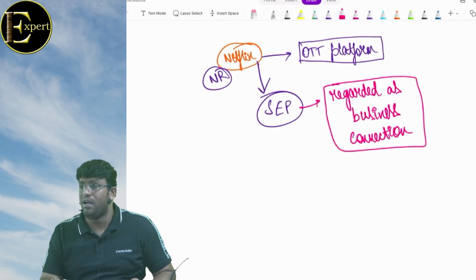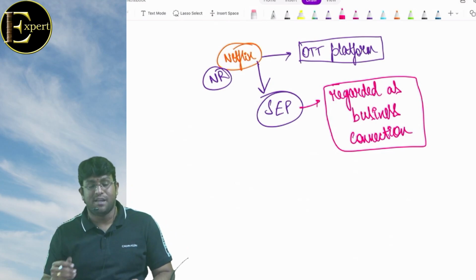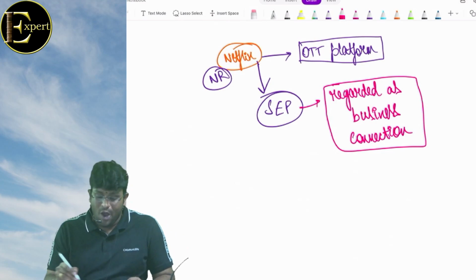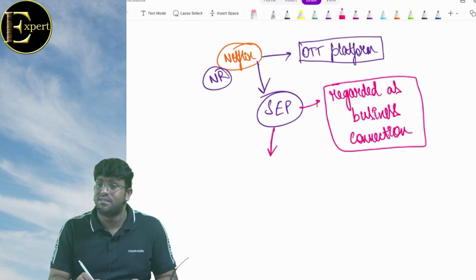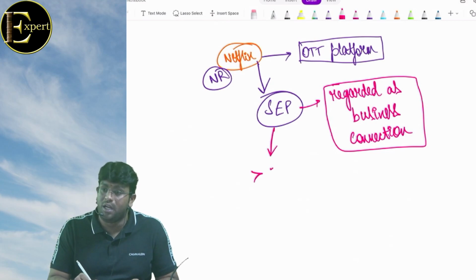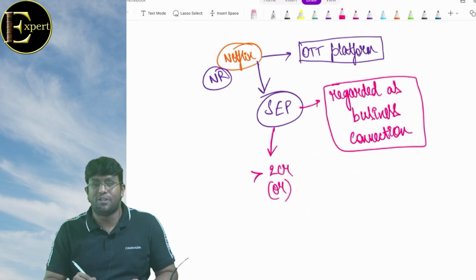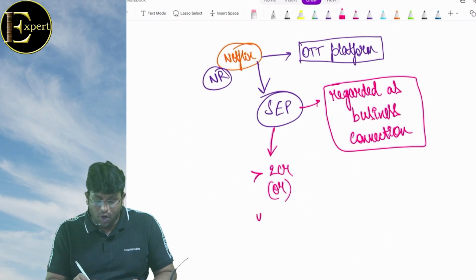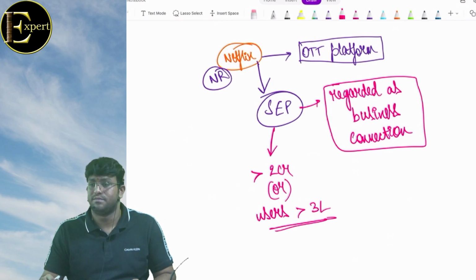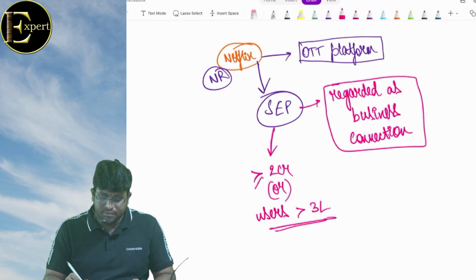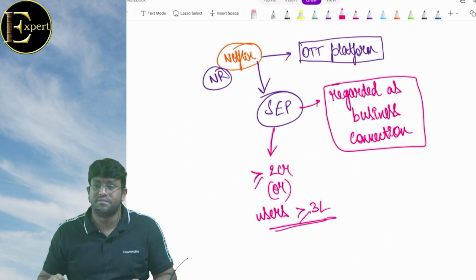Beta, did you understand my point? If a non-resident has significant economic presence, it is regarded as business connection. What is significant economic presence? The value of the transactions is more than 2 crores, or users are more than 3 lakhs. At least 3 lakhs.